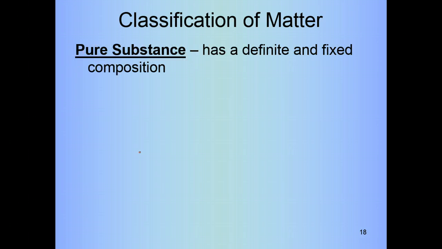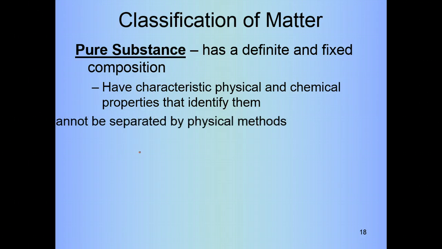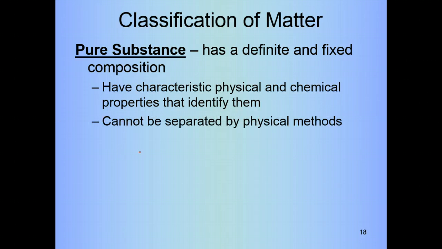This is anything that has a definite and fixed composition. Because of this definite and fixed composition, that means it's always made up of the same number of atoms, same type of atoms, etc. There are characteristic physical and chemical properties that can identify them. We've talked about chemical and physical properties, the fact that those characteristics can be used to characterize a substance. Pure substances have set chemical and physical properties. These cannot be separated by physical methods.